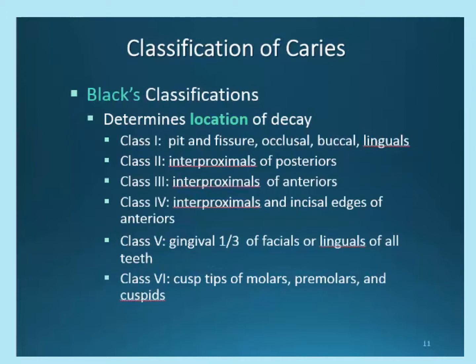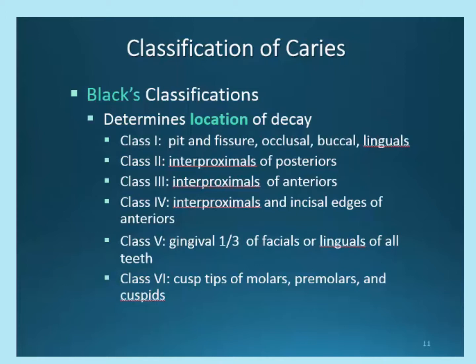Black's classification is determined by location. Some of these locations are not visible in radiographs, therefore they are not commonly used. Class 1 are pits and fissures, occlusal surfaces, buccal and lingual surfaces. Due to the two-dimensional image of a radiograph, these areas are not visible. Class 2 and 3 are interproximal decays that are defined by either their posterior or anterior location. Class 4 is the involvement of more than one surface.